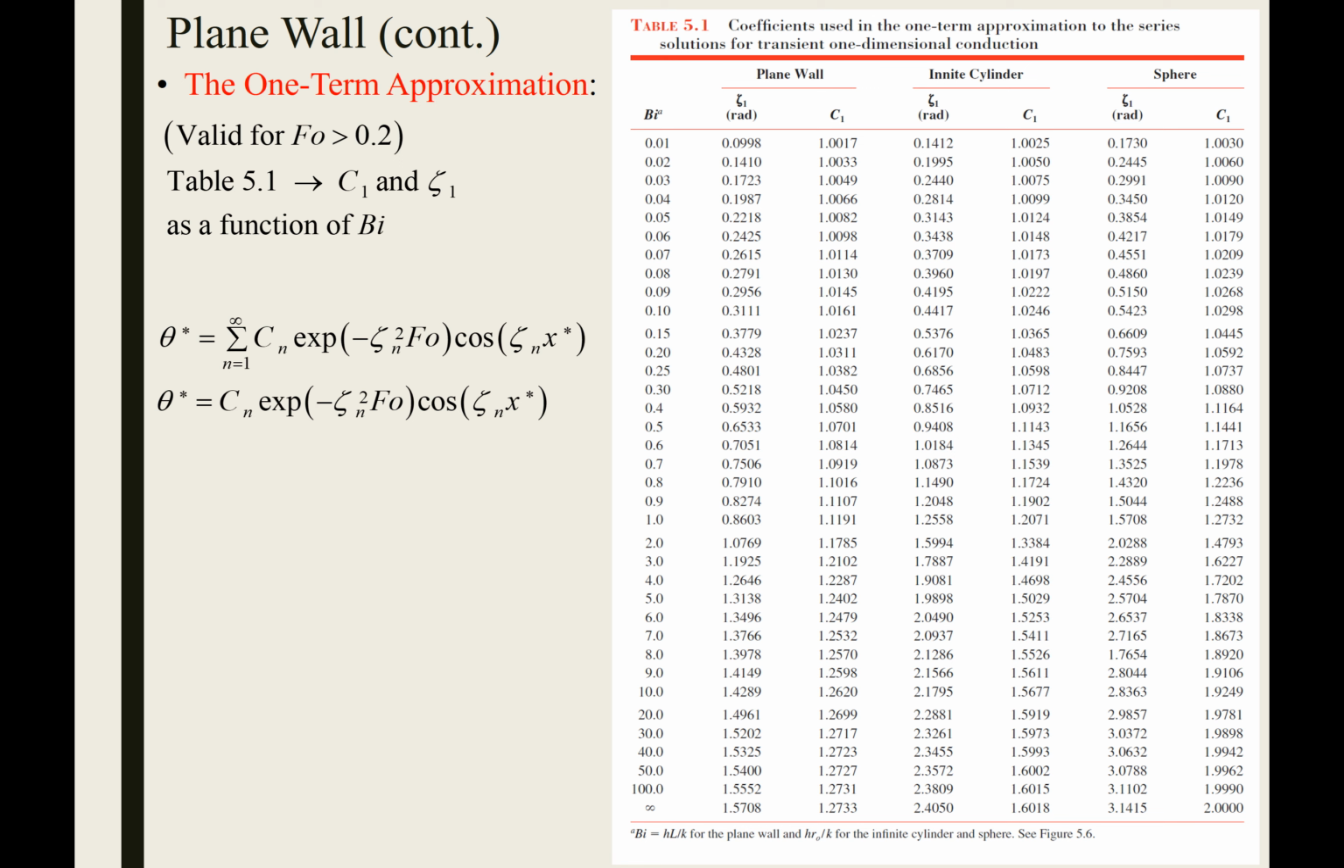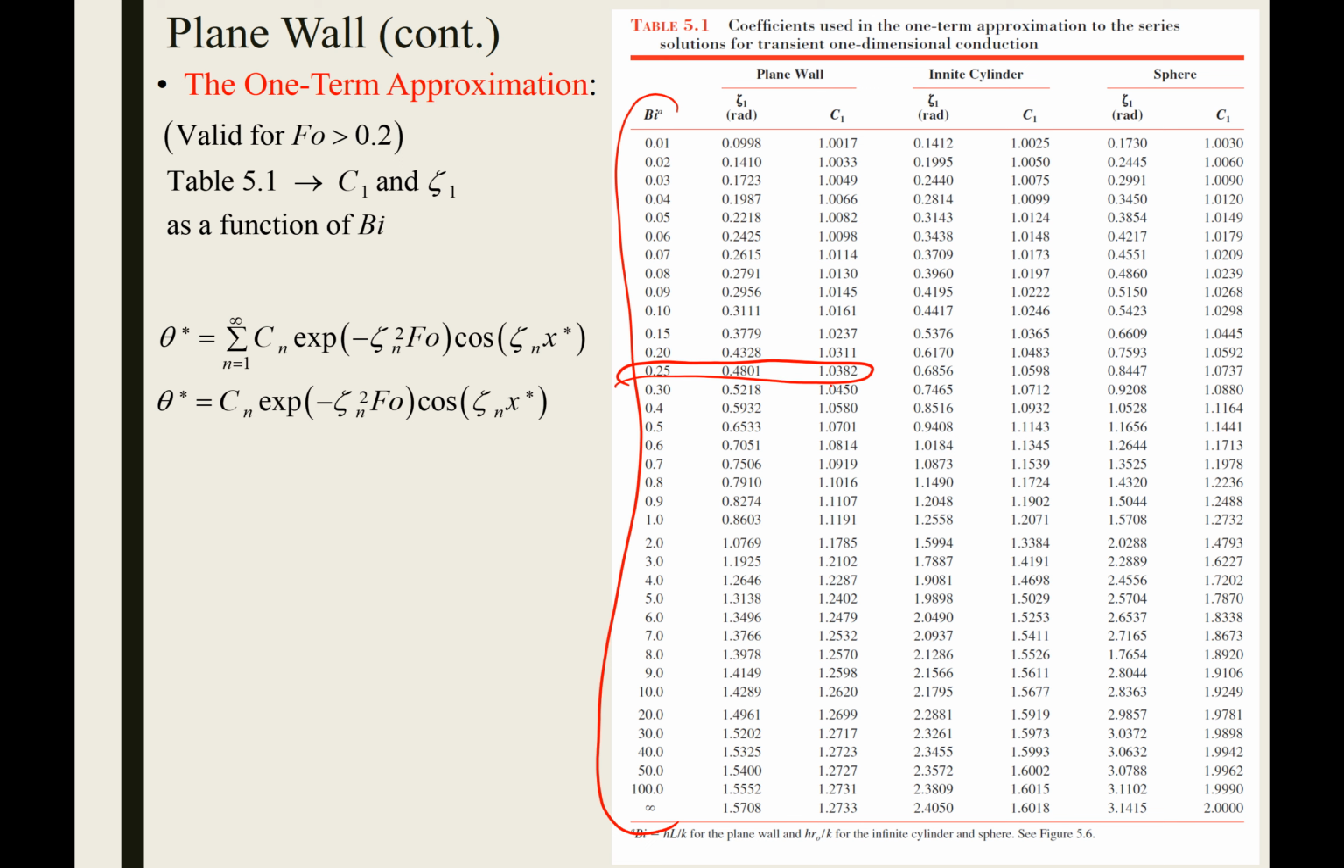There's a table in your book, table 5.1, for those who have the printed 7th edition, where you can go look up what zeta is and what your constant is. Right now we're only looking at the plane wall system. But you can see that zeta and c are both a function of our Biot number. The Biot number is hL over k, so we can just treat those all as constants. We can go look up our Biot number. Let's say it's 0.25, like in the steel example. We can look up what zeta is. Oops, I went too far.